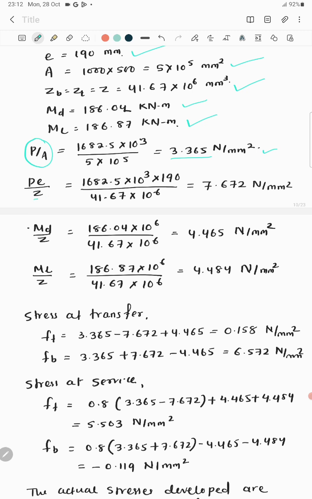This is the stress due to eccentricity, that is equal to 7.672 Newton per mm square. Stress due to dead load, that is equal to MD divided by section modulus Z. So 186.04 into 10 to the power 6 divided by 41.67 into 10 to the power 6. This is equal to 4.465 Newton per mm square. Then the stress due to live load moment, we got 186.87 into 10 to the power 6 divided by 41.67 into 10 to the power 6. So you get 4.484 Newton per mm square.